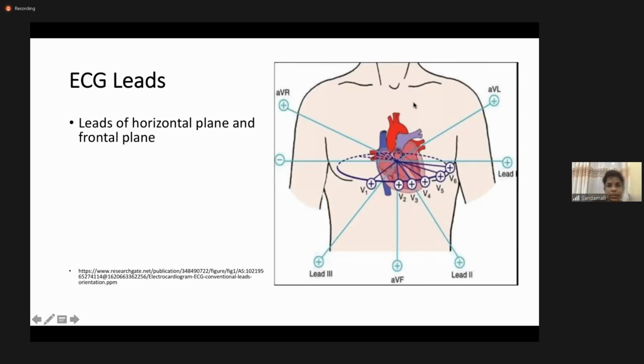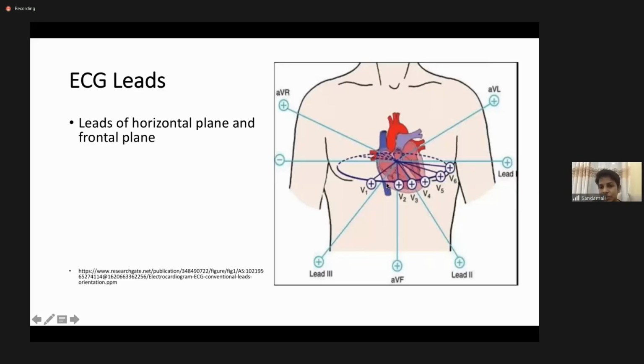Just to mention a few things about ECG leads also. I'm not going into full details of the ECG, but you need to recognize the leads of the standard 12 lead ECG. We have, as I told you, 12 leads in our standard ECG, because the heart is a 3D structure. You get leads on the horizontal plane and also on the frontal plane. In the horizontal plane, we get chest leads from V1 to V6. You can see that V1 is on the right side of the sternum. The rest of them are on the left side of the sternum.